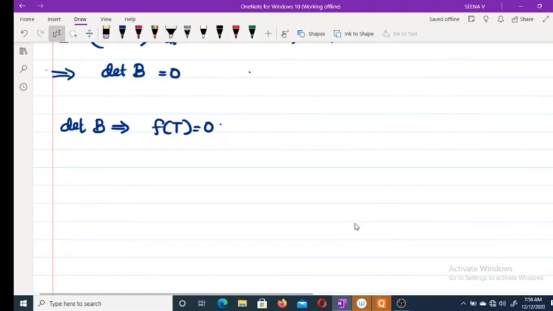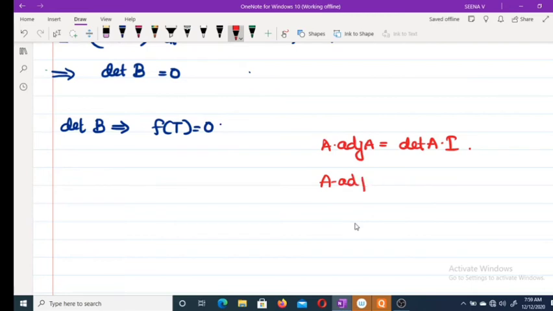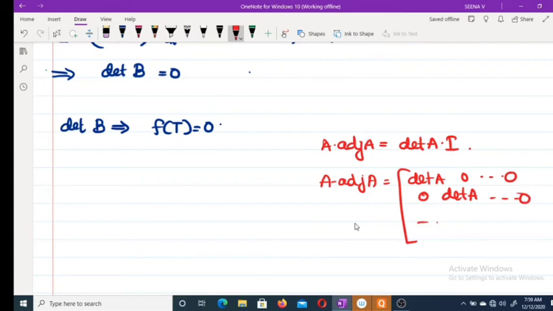We know that A into adjoint of A equal to determinant of A into identity matrix. We have this result. Okay. So what is actually A into adjoint of A? It is the same as determinant A, 0, etc., 0, 0, determinant A, etc., 0, etc., 0, 0, etc., determinant A. We have this result.